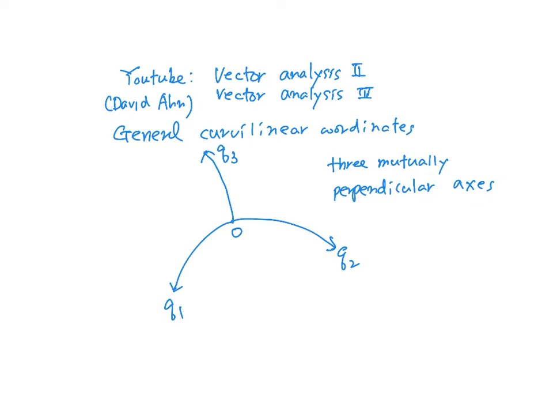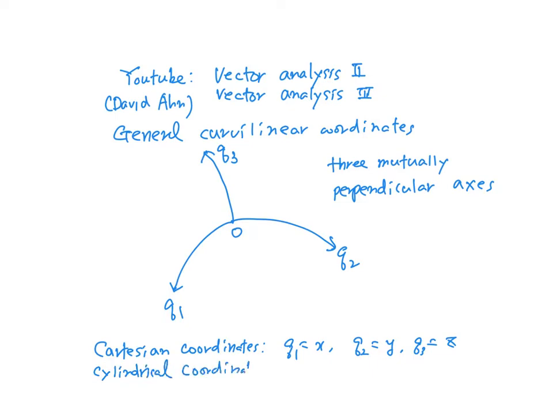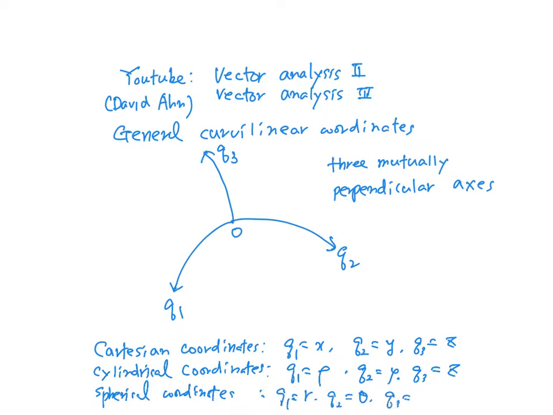For the Cartesian coordinate, Q1 is simply X, Q2 is Y, Q3 is Z. For the cylindrical coordinate, Q1 is rho, Q2 is phi, Q3 is Z. And for the spherical coordinate, Q1 is R, Q2 is theta, Q3 is phi.